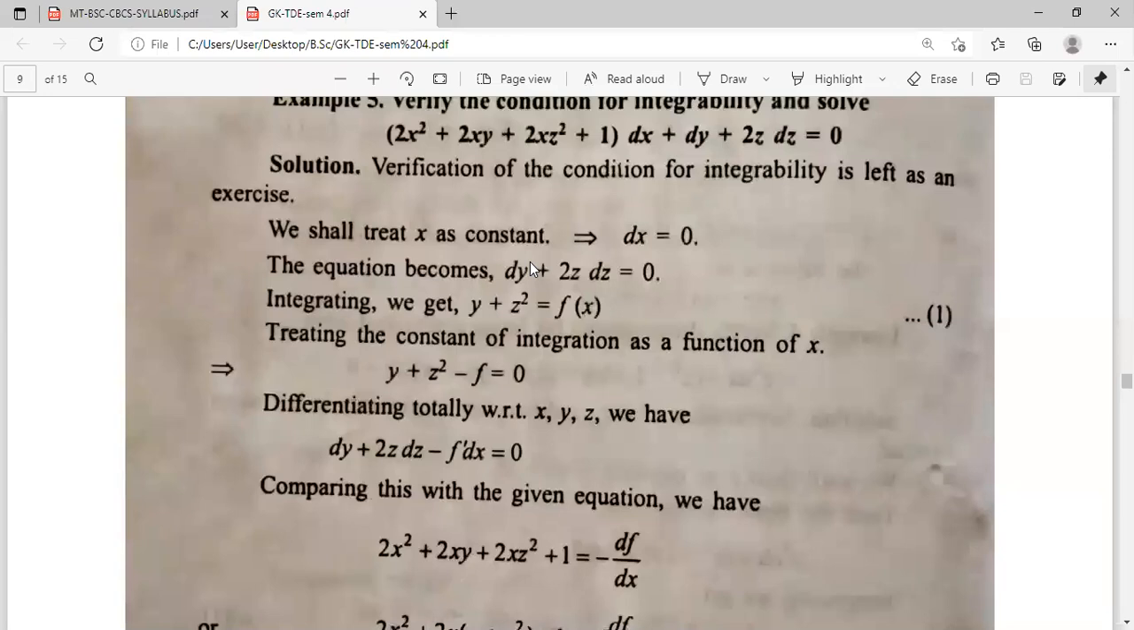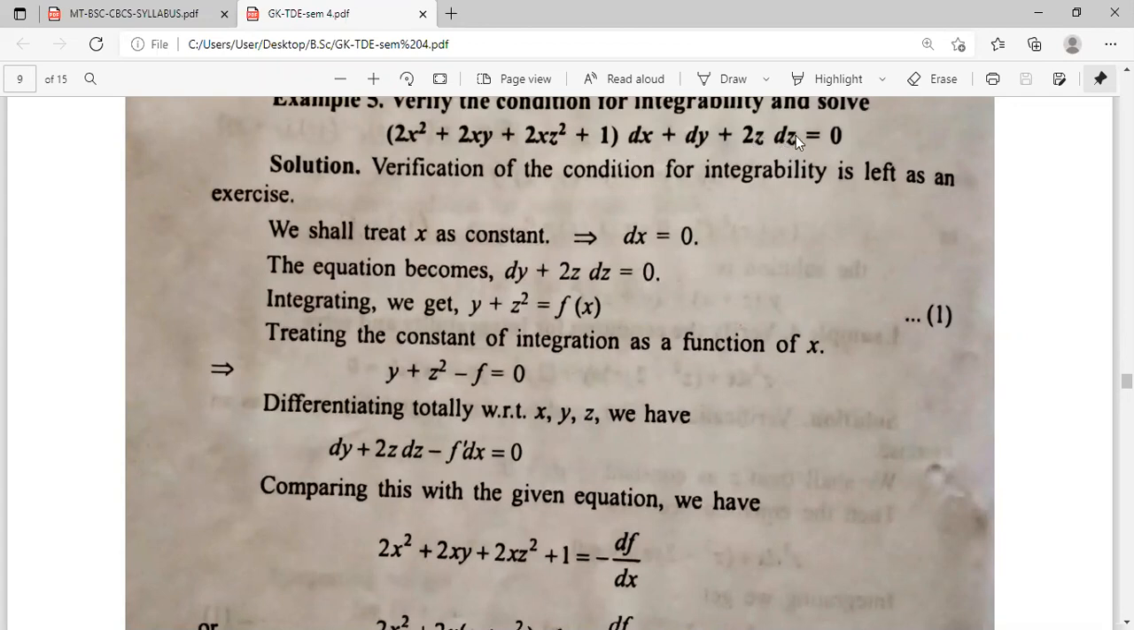And one more thing here. You see P dx plus Q dy plus R dz is equal to 0. P into dx is there. That means don't differentiate P with respect to x here. Differentiate P with respect to y as well as z. And here Q dy, Q into dy is there. Don't differentiate Q with respect to y, but differentiate Q with respect to x as well as z. Similarly, here also R dz equal to 0 is there.